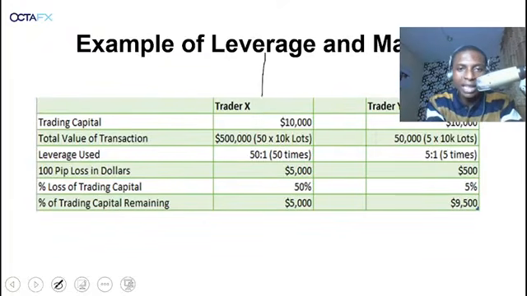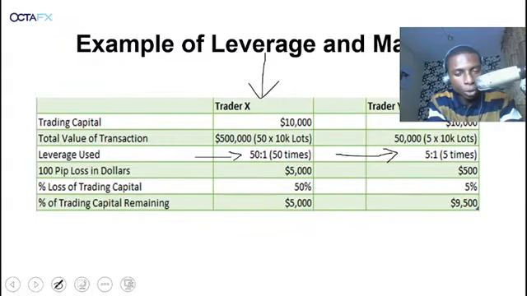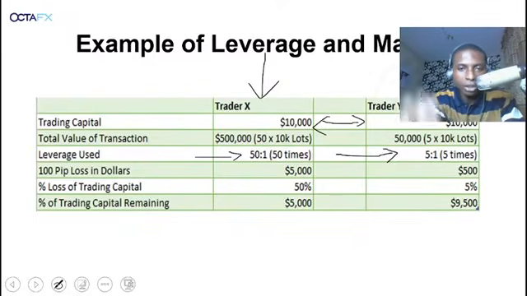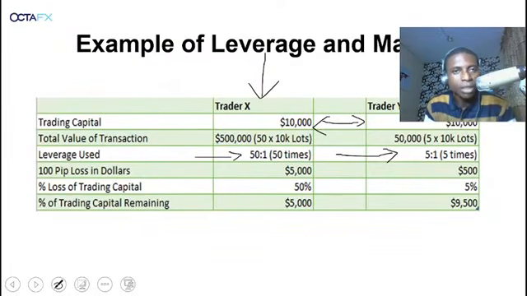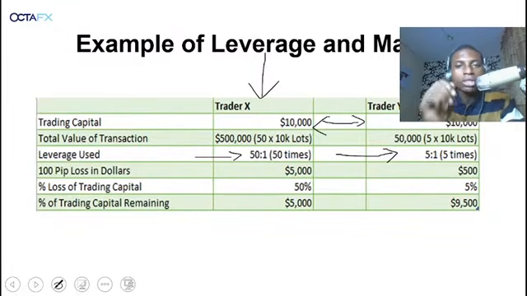Now, you look at trader X, right? Trader X is using 50:1. Trader Y is using 5:1, right? Both of them have the same account margin. But now they both took a trade and they both lost the same pip number, right? Though they both lost the same pip number, they took a different risk.